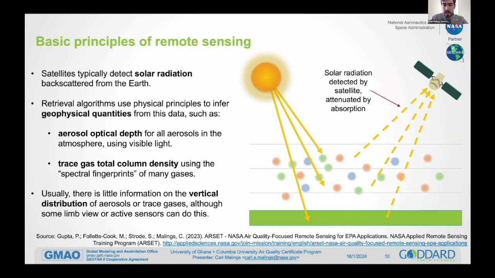But there are also limitations to that. The laser can only aim at very specific points, for example. So we will only get information from the location directly underneath the laser, whereas, as you'll see later, we get more of a broad area information from passive remote sensing. And for that reason, I think passive remote sensing has typically been the main focus of satellite instruments for air quality.